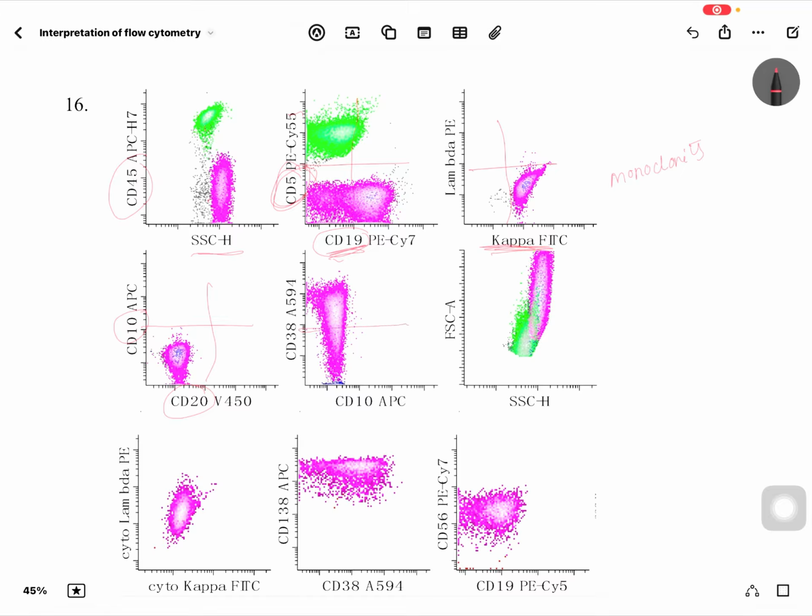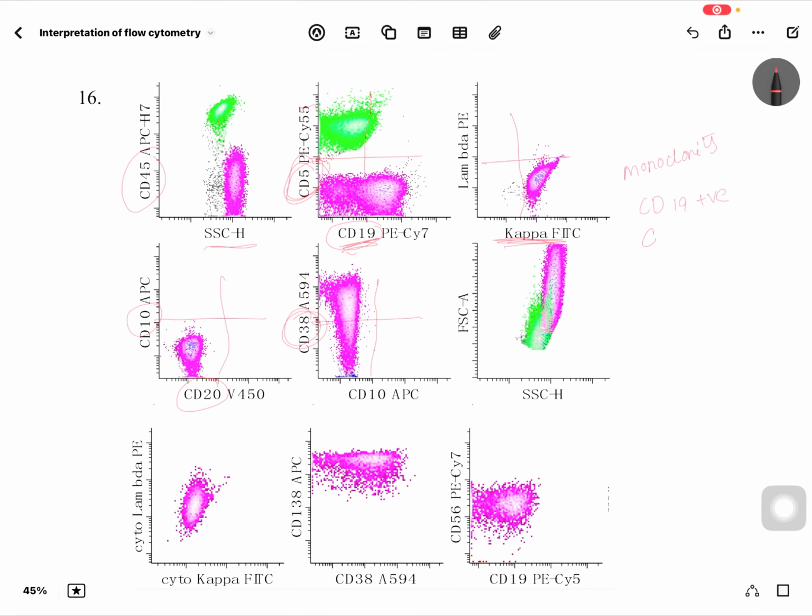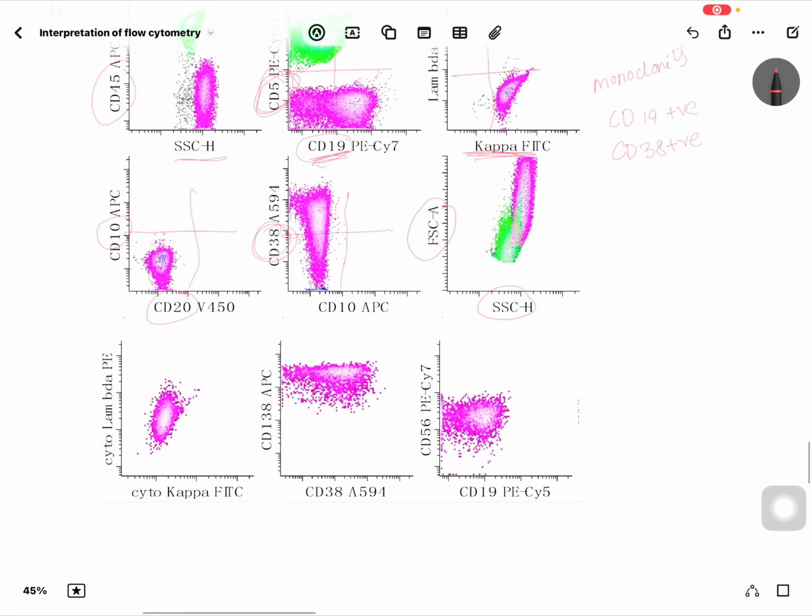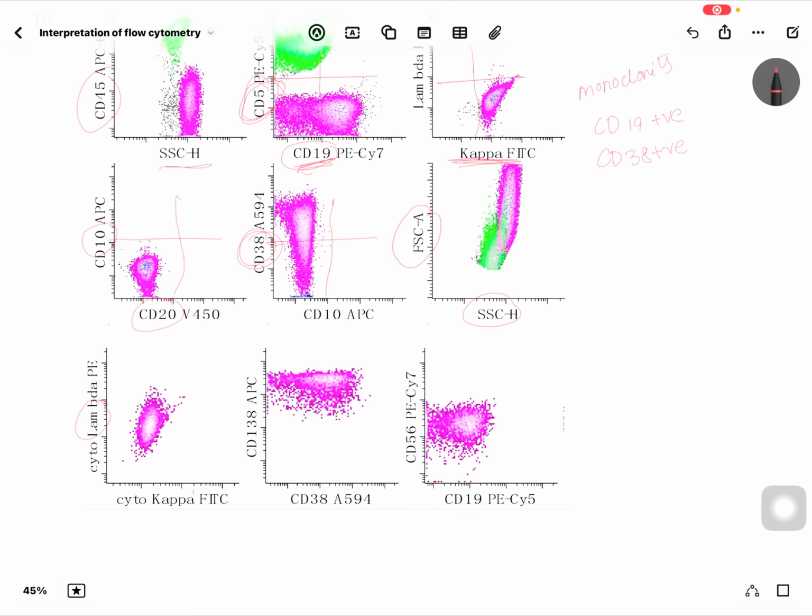If I divide here, again CD38 is positive. So what all is positive? I am writing it down here. In this it was CD19 positive. Then in this second diagram I got CD38 positive. And this is forward and side scatter, not much to say about it. Then kappa and lambda restrictions, if I divide, both are present. Then again this CD38 and CD138.